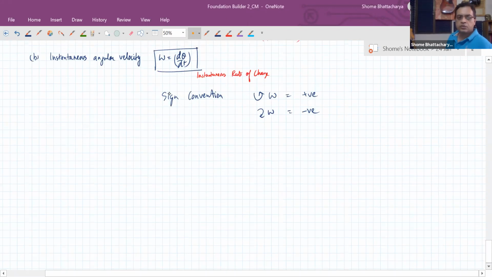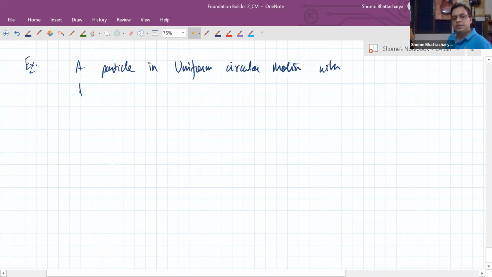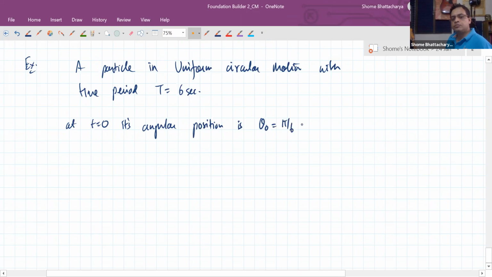Okay, so suppose we have an example like this. Suppose that we have a particle in uniform circular motion, with a time period T equal to, let us say, 6 seconds. Now at t equal to 0, its angular position is theta naught equal to pi by 6 radians.